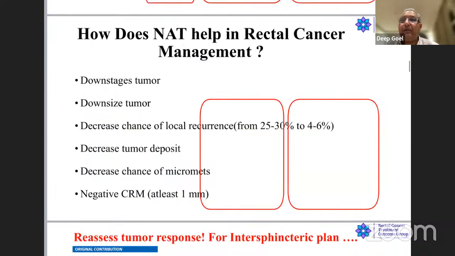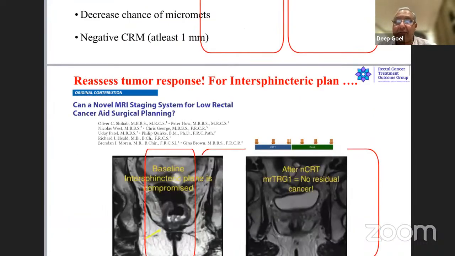Now the question is, how does NAT help in rectal cancer management? So it downstages the tumor. It can downsize the tumor. Sometimes in a narrow pelvis, the tumor is very bulky. It may not be a T3, C or D tumor, but you still want to downsize the tumor to decrease the chances of local recurrence, and to decrease the deposit of the tumor in the surrounding area, decreasing the chance of micromets, especially if the patient has EMVI positive, and you need to maintain negative CRM margins of at least 1 millimeter.